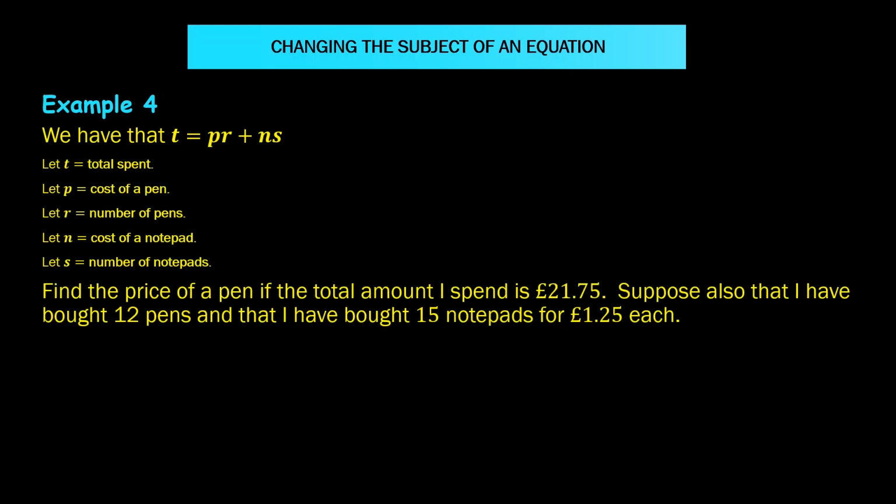Let's now use this rearranged formula in this example. Remember we had the equation T equals PR plus NS, and then we changed it to make P the subject of the equation. In this example, we're going to find the price of a pen if the total amount I spend is £21.75. We also suppose that I have bought 12 pens and that I have bought 15 notepads for £1.25 each. So let's solve this.